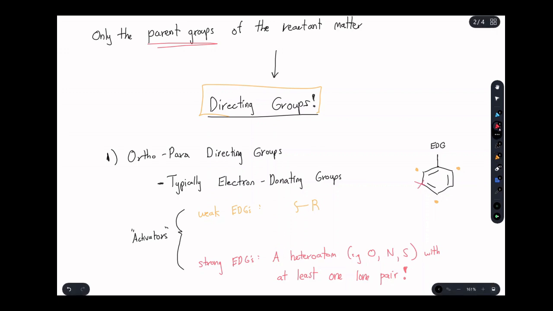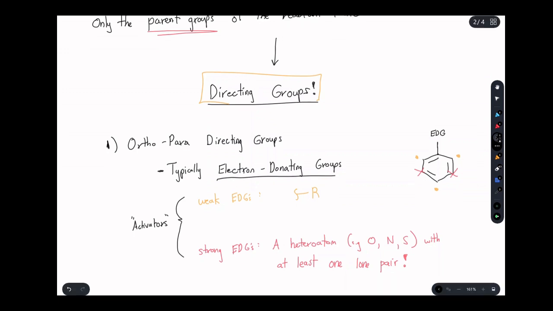You won't see them happening on the meta position. So ortho-para directors are typically electron donating groups. As we've covered previously in aromaticity and conjugated systems, electron donating groups include things that have heteroatoms with lone pairs. We'll talk in the next video about how this works.